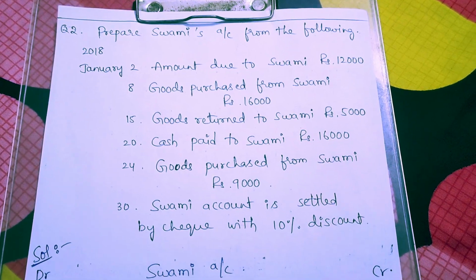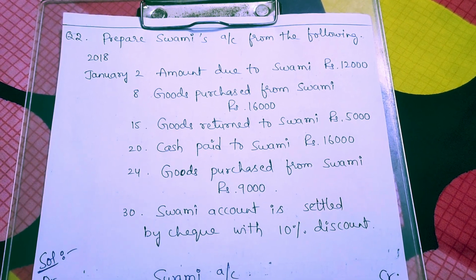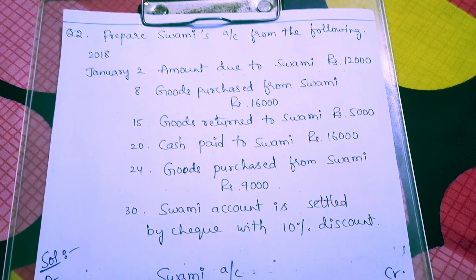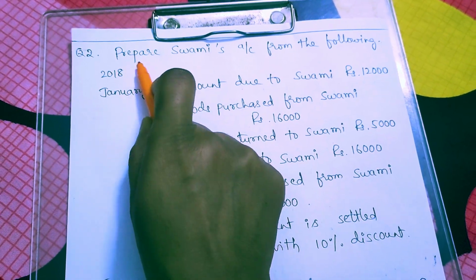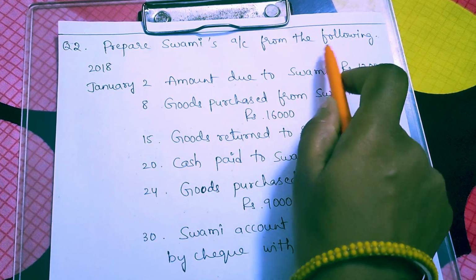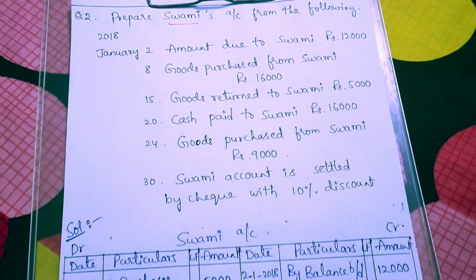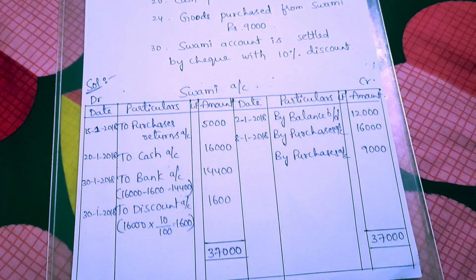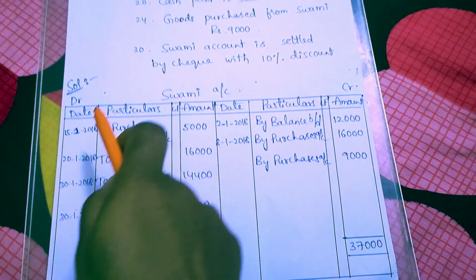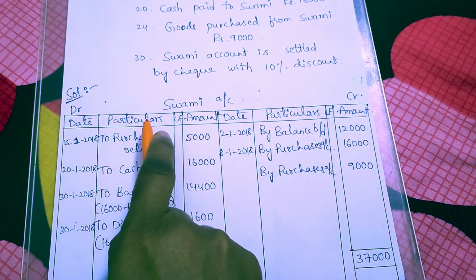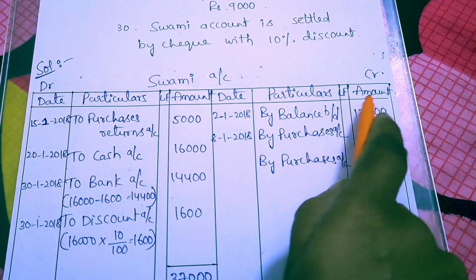Let me discuss the next one, the second question, and let us prepare again that personal ledger account. So let me discuss what actually the question is. Here, prepare Swami account from the following. They are asking us to prepare Swami account and we should keep all the columns ready. I already showed in the previous problem how to draw columns. So we have to draw columns here like this: date, particulars, LF, amount, date, particulars, LF, amount.